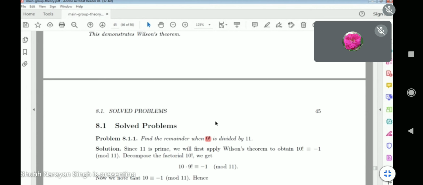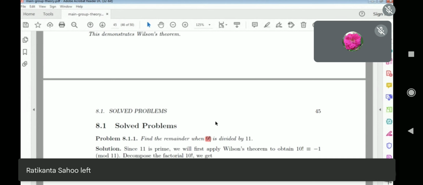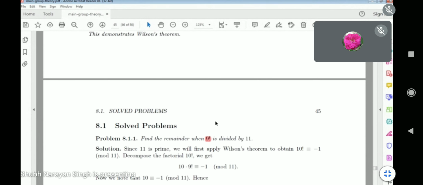What is factorial 9? Use a calculator. It is 3,62,880. It's a very big number. So can you divide by 11 and find the remainder, please?